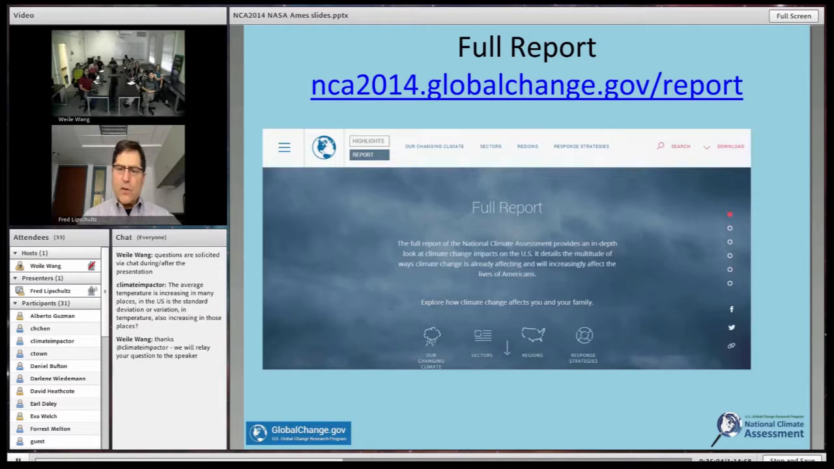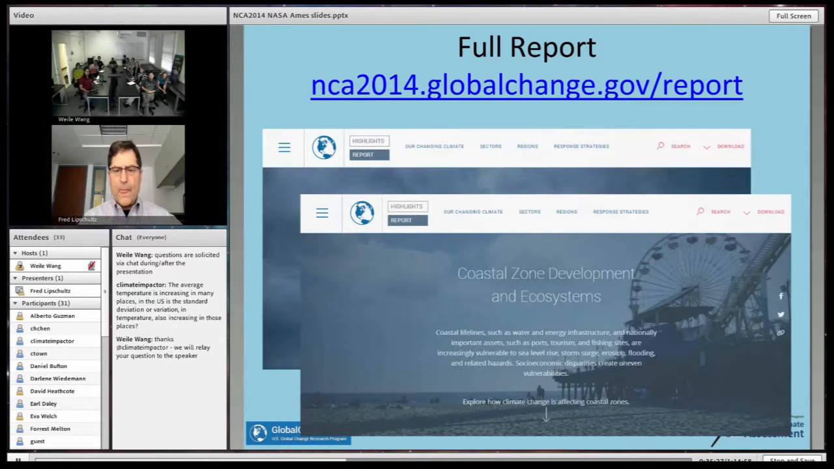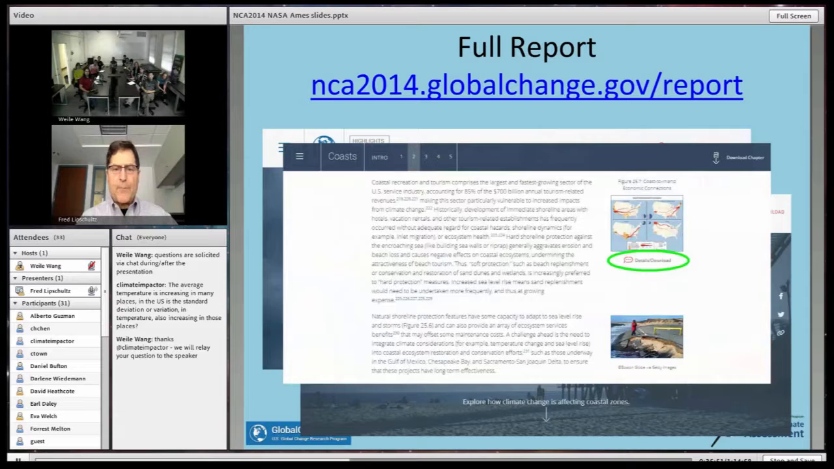Using the navigation, the red and white circles on the side, gives you an idea then of where you are in the report. If we open up one of those sections, such as the regions, you can see each of those 8 regions of the country and the oceans and coasts available to click and enter. So if we go into something like coastal zone development and ecosystems, the coast chapter, you can again go up to the right and download just this chapter. And you can also tweet the link to exactly where this is for the entire chapter, or you can continue and go further into the chapter.